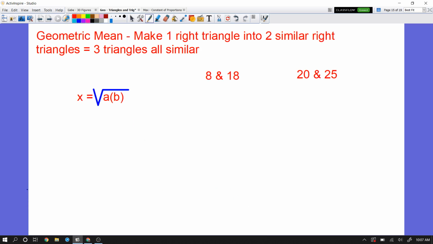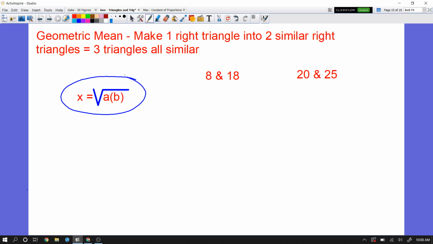I also want to touch on geometric mean. So geometric mean is a way to use similar triangles. If you're given a right triangle, you can cut it into pieces that will make similar triangles. And then you can use proportions to get those things. Whenever you use a proportion, it turns out to end up with a formula like this. This is how you find geometric mean.